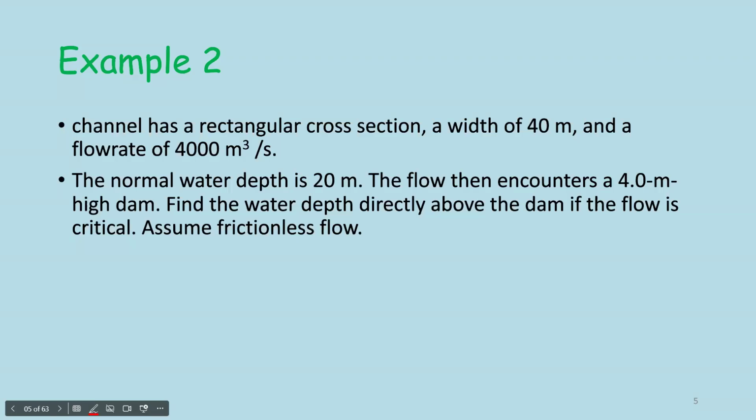But it gives you a hint. It says that above the dam, the water is critical. And when it says frictionless flow, it means that you don't need to consider the head losses.